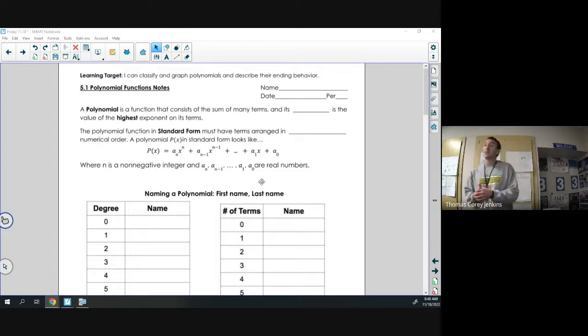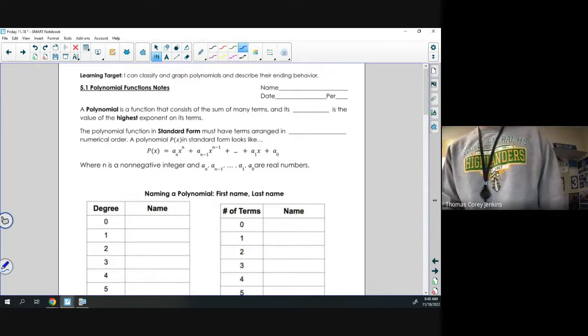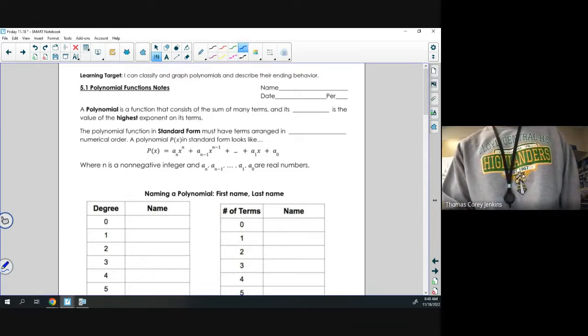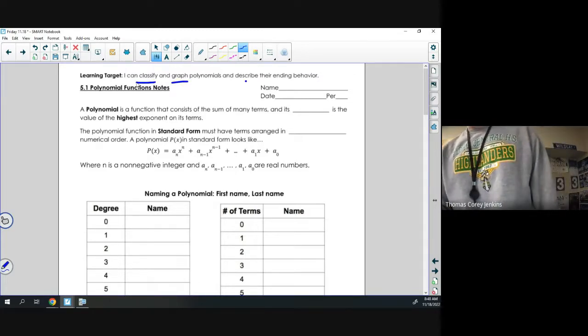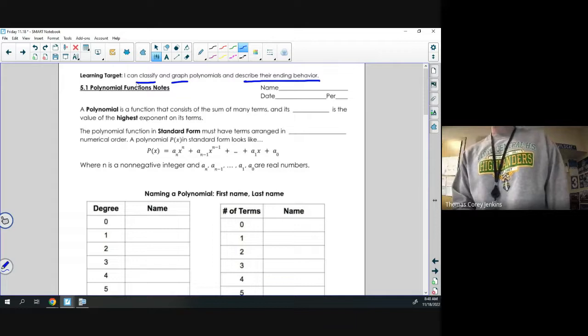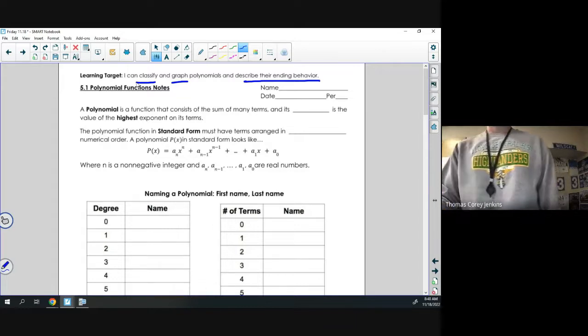Let's go ahead and get to it then, talking about 5.1 polynomial functions. So basically, after this, you want to be confident in doing 3 things. You want to be able to classify, you want to be able to graph, and you want to be able to describe the ending behavior and really some other things about polynomial functions.